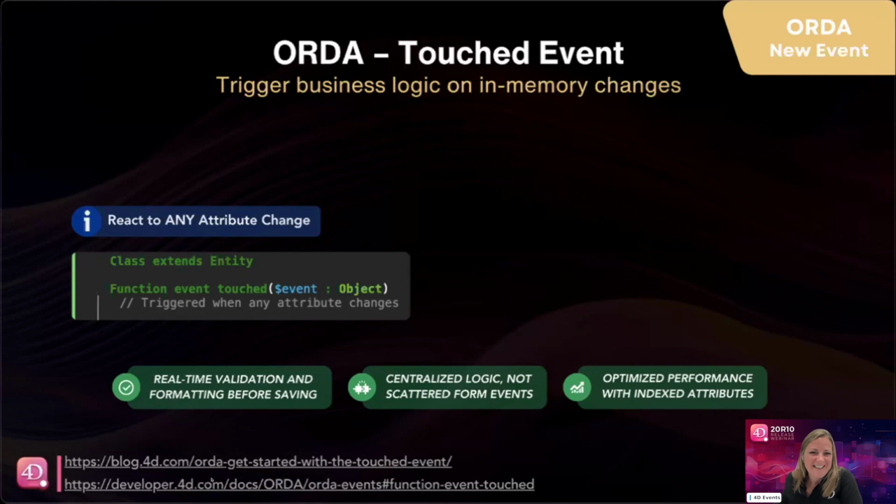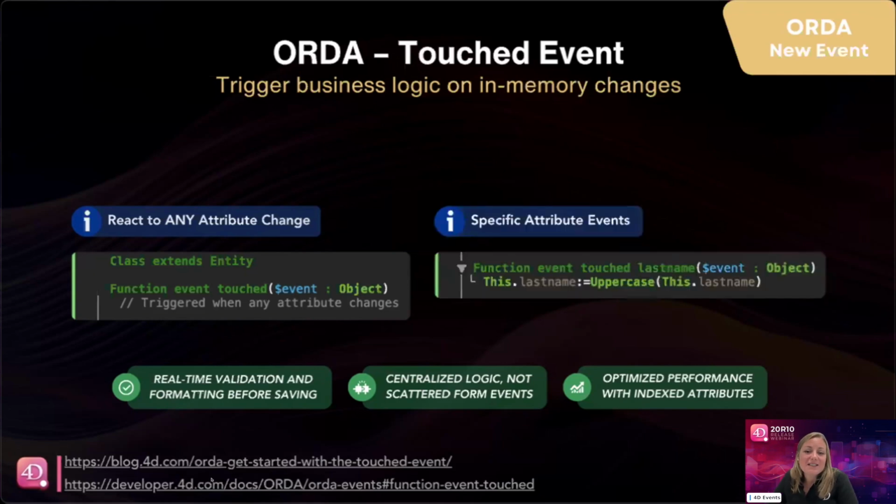Thank you, Basma. And yes, you can take it a step further. You can now define touch events for specific attributes only. This gives you precise control over what logic runs when users interact with specific attributes, as shown in this example. And this is just the beginning. More in-memory events are planned for future versions of 4D, giving you even more control.